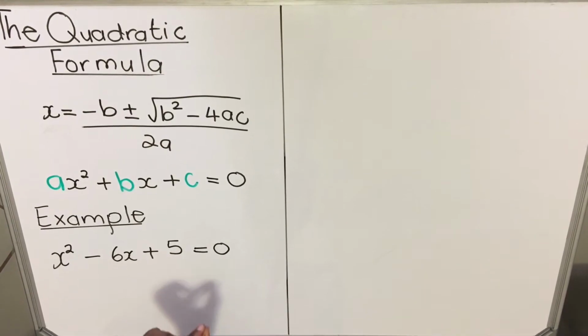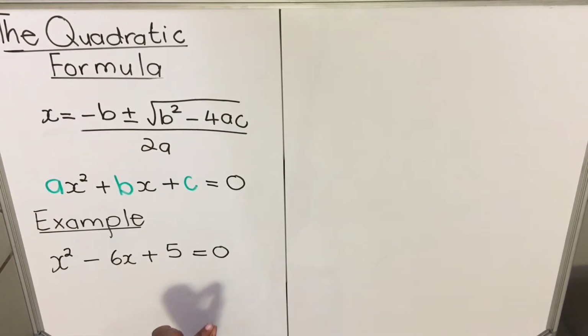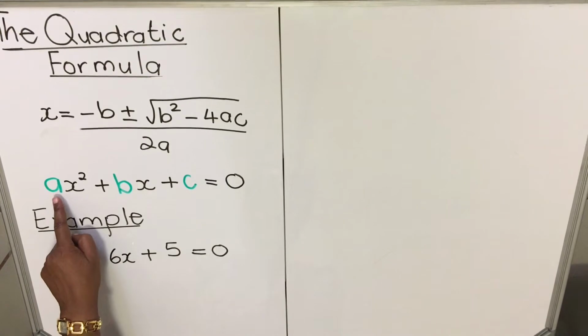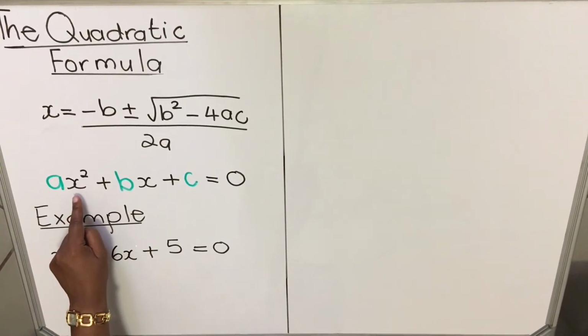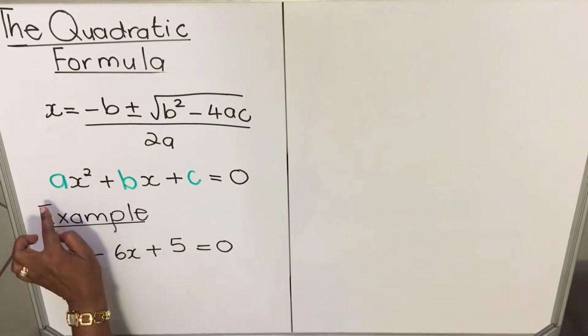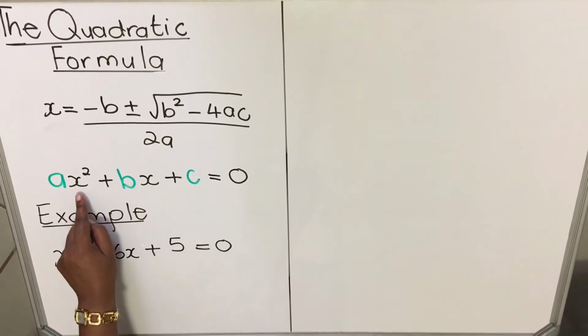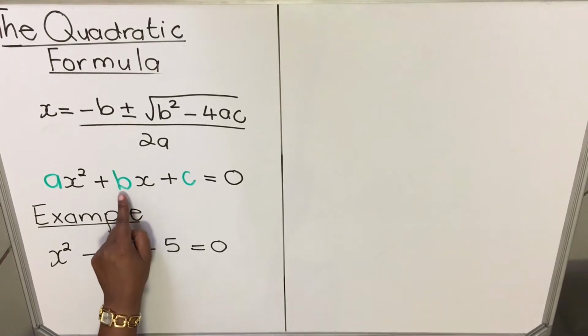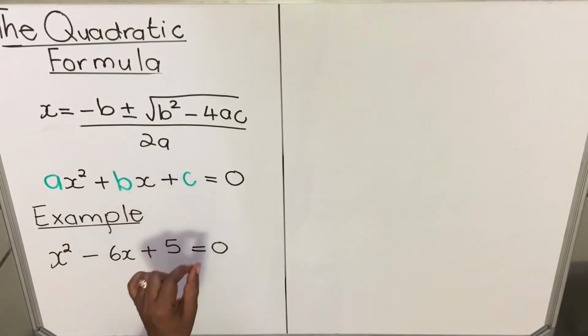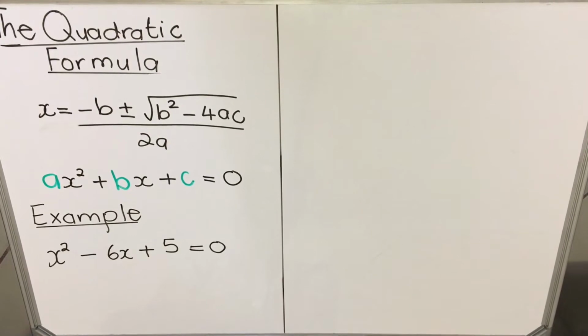So what is a, what is b, what is c? a is the coefficient of x squared. What do I mean by that? It is the number that goes with x squared. When you get your formula, the number that goes with x squared is a. The number that goes with x is b. And then the constant will be c.